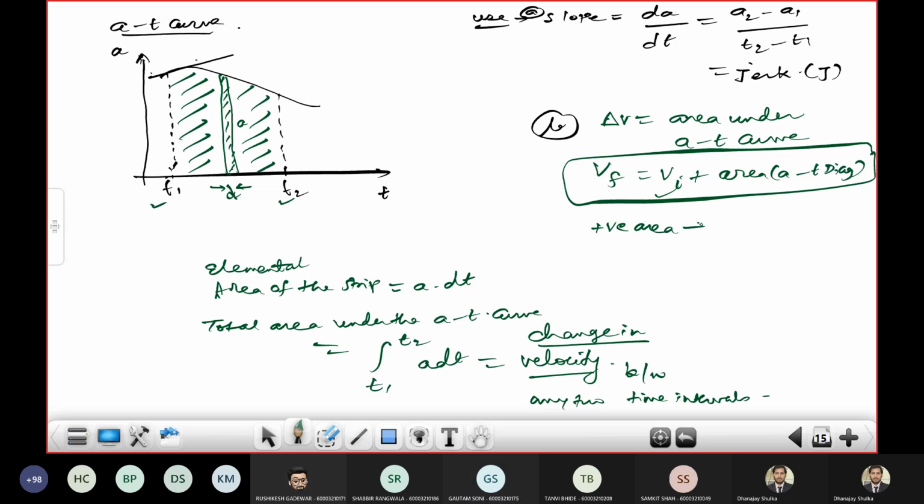Positive area है तो increase in velocity, negative area है तो decrease in velocity. Correct. See, once you got this V, velocity, you can plot the VT diagram from this calculation. And once you plot the VT diagram, then from the VT diagram you can get the XT diagram, or ST diagram, whatever you are calling. Okay, but this is the one thing which is possible.